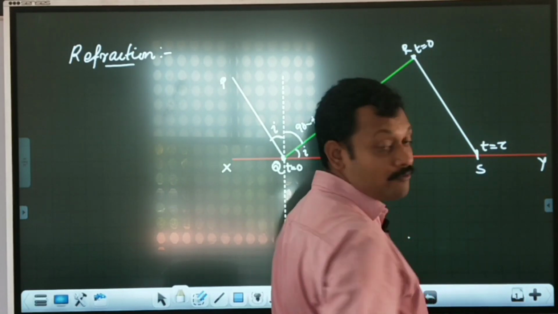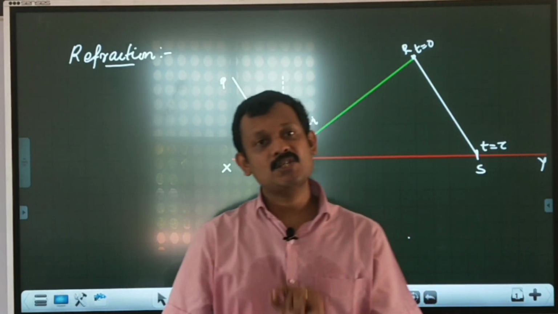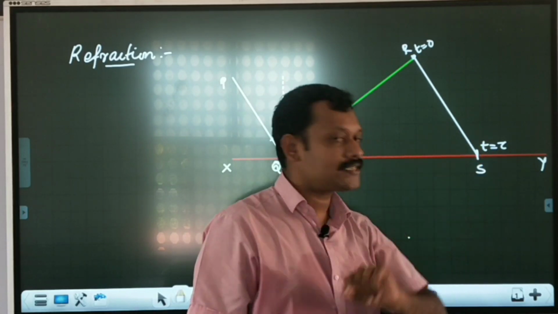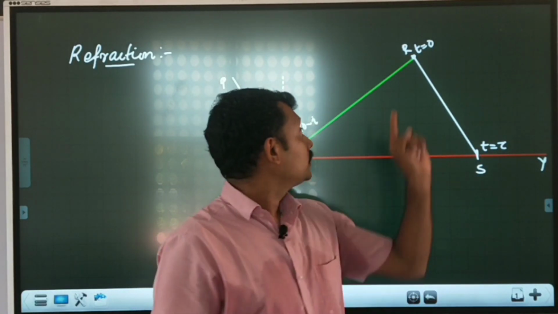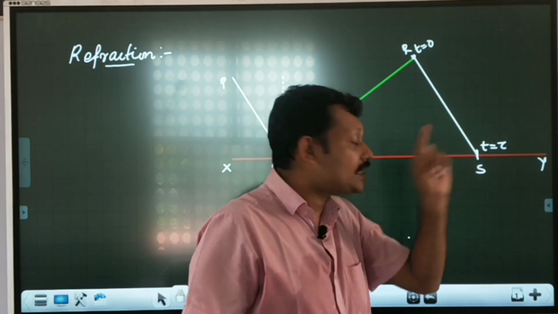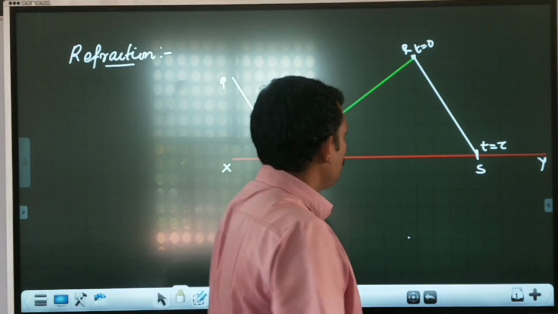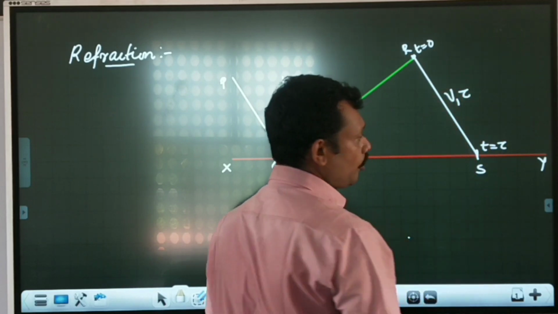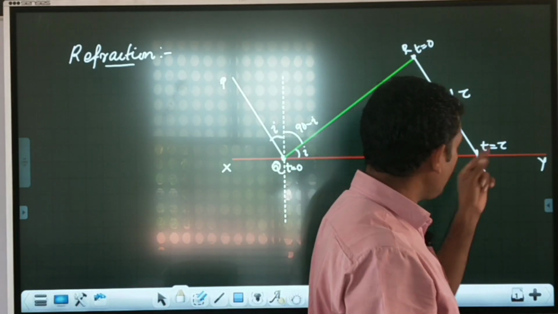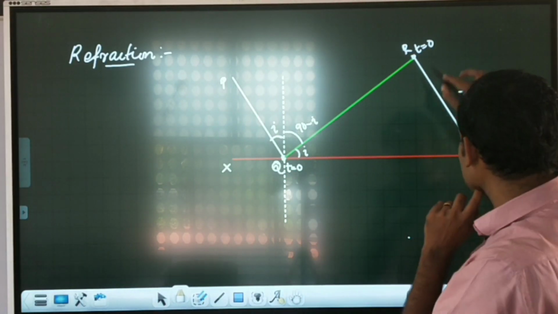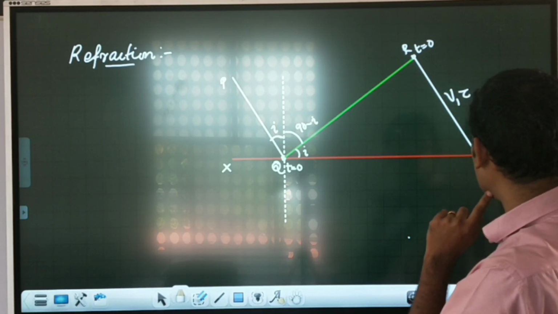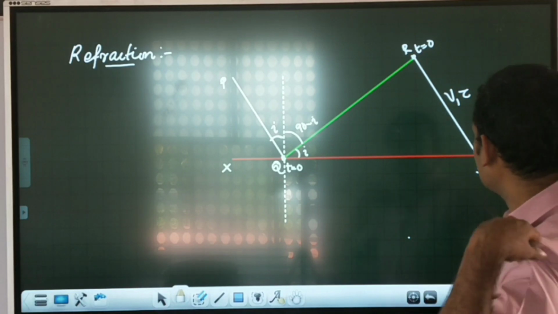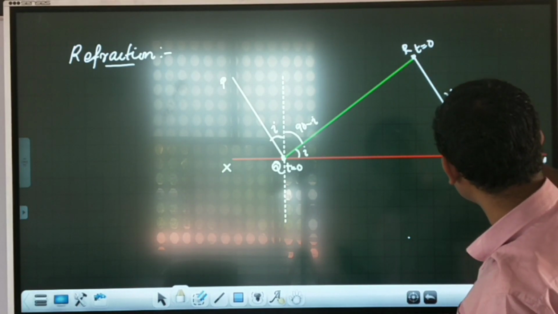In that situation, what will be the distance RS? The point R strikes the point S at time t equal to tau. So I can say this distance is equal to V1 tau, where V1 is the speed of light in this medium.